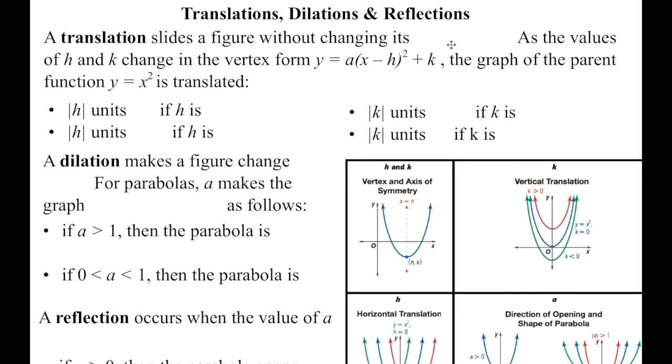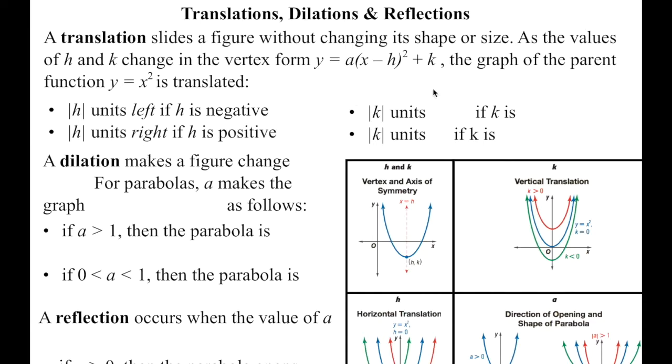A translation slides a figure without changing its size or shape. And the values of h and k are what change when we're doing translations. So the parent function starts out as y equals x squared. If h is negative, so if we add something here that ends up being x plus a number, that means we're going to the left h units. And if h is positive, we go to the right h units.